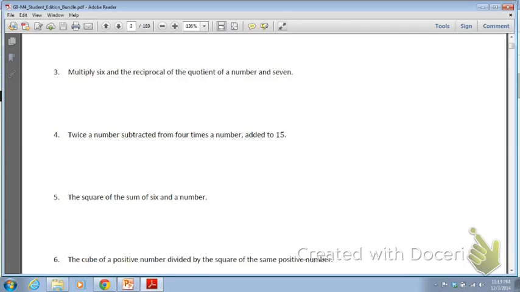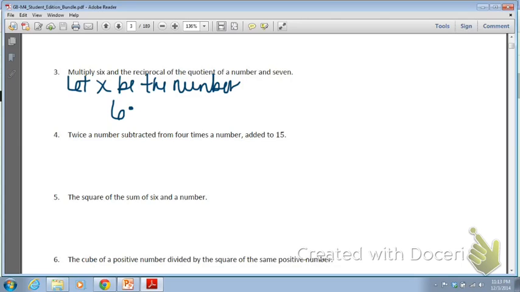Okay, this next one we'll work through. I want to show you my thought process on this. Okay, so for number 3 it says multiply 6 and the reciprocal of the quotient of a number and 7. So obviously we have a variable here, or an unknown, so we're going to let x be the number. Okay, so I'm going to multiply 6 times something, so that's pretty straightforward.